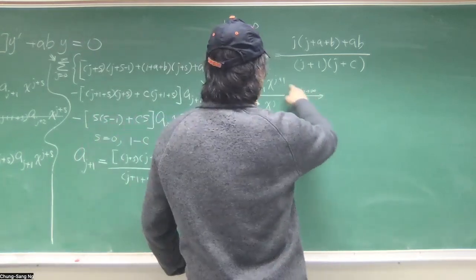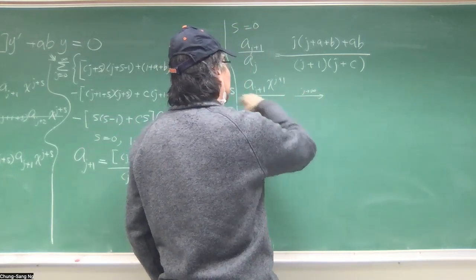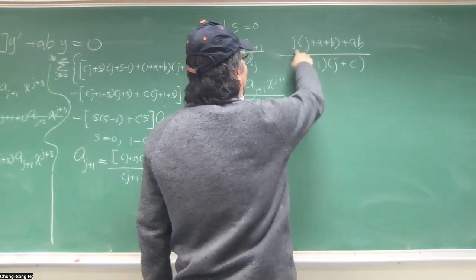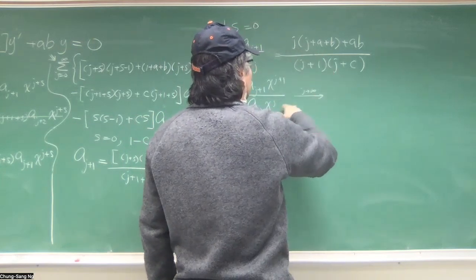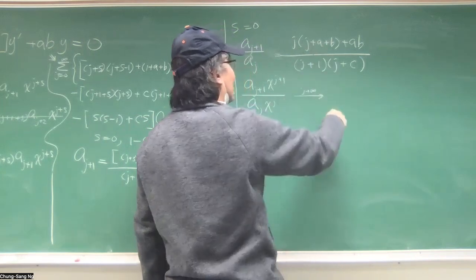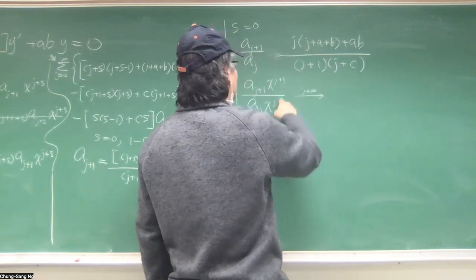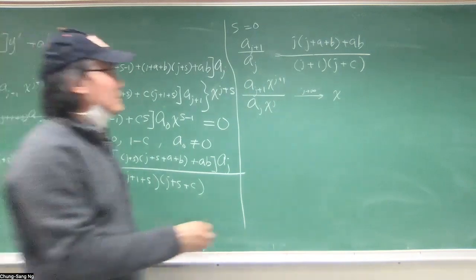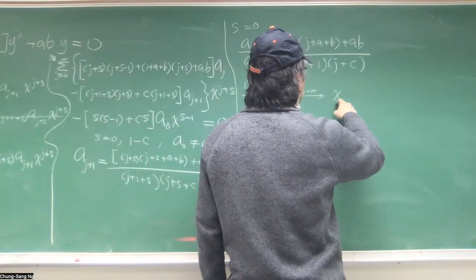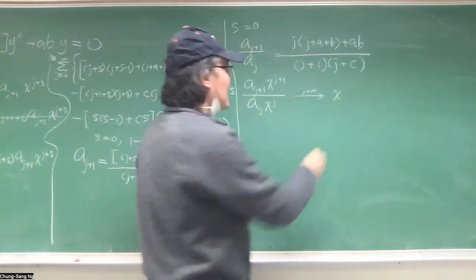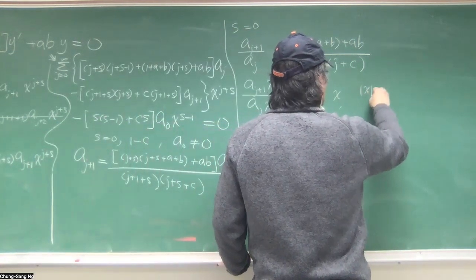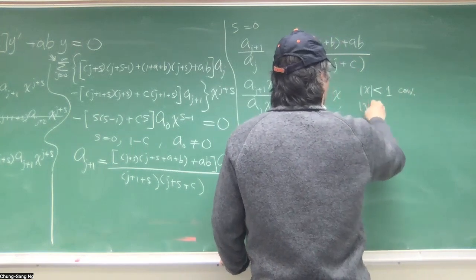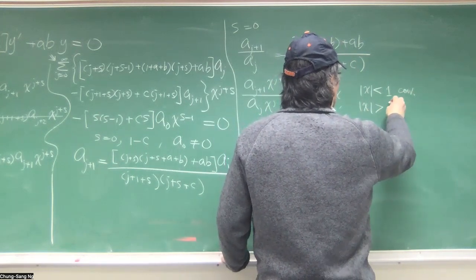That's what determines the convergence. The j squared appears in both numerator and denominator, so it just tends to the ratio of these two terms, which is just x. So it looks like it's converging, but convergence depends on the x value. If the absolute value of x is less than one it converges, and if x is greater than one, it's diverging.